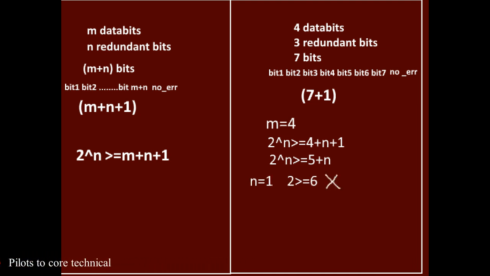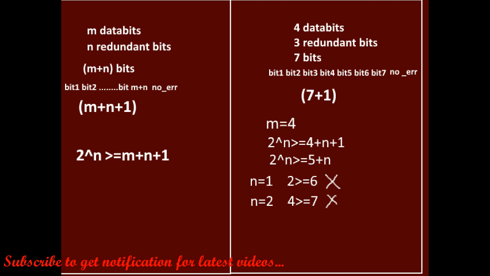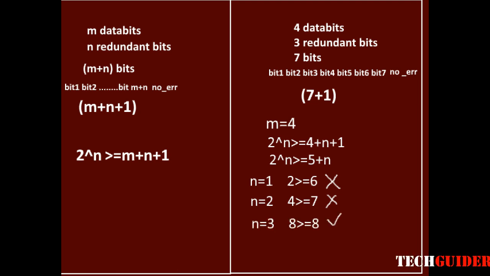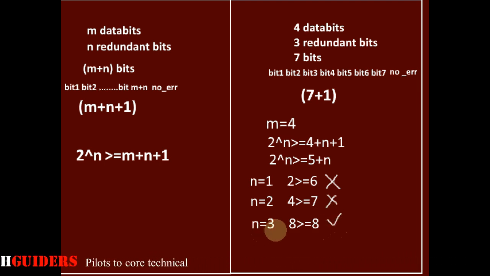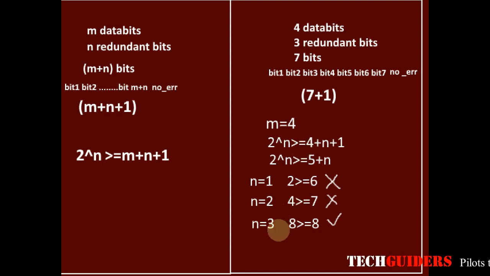If n equals 1, the condition never satisfies. If n equals 2, it never satisfies. If n equals 3, the condition is satisfied. So the minimum value of n, the minimum number of redundant bits, should always be added. So what should be the minimum value of n which satisfies this condition? n equals 3.